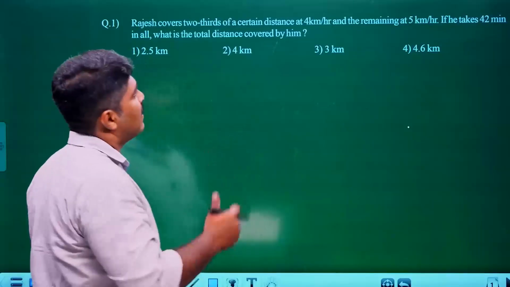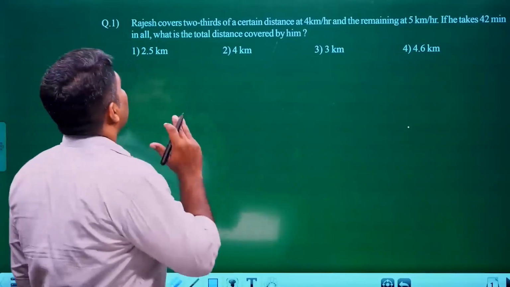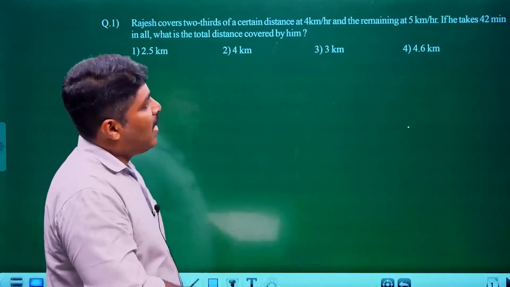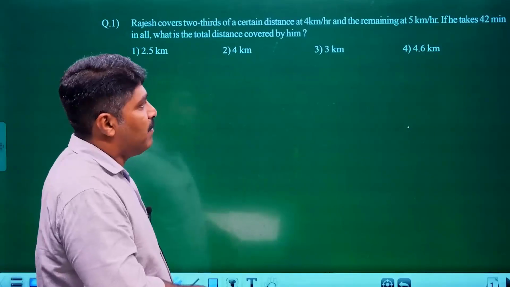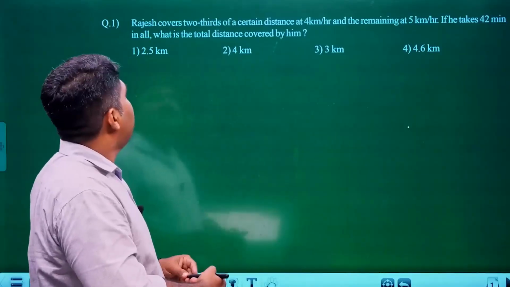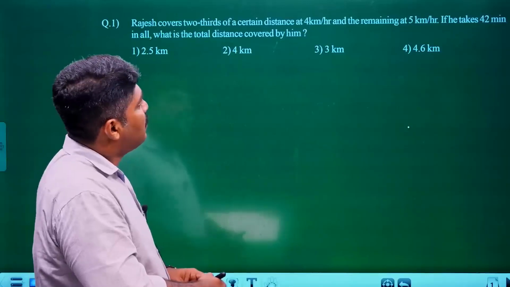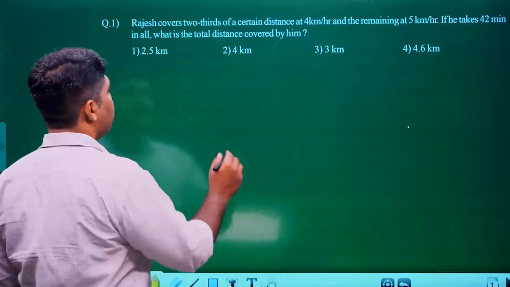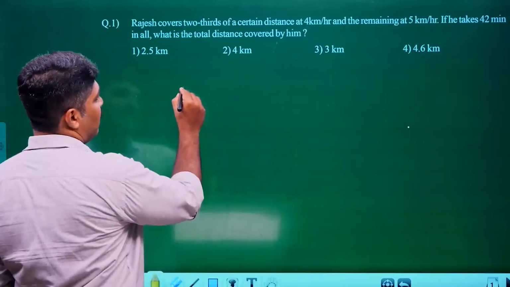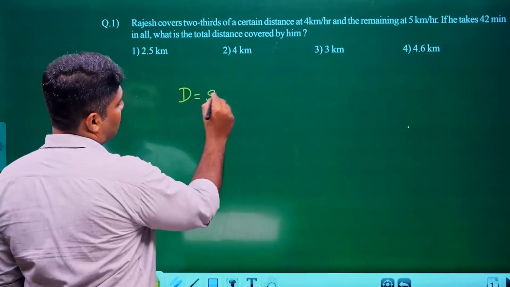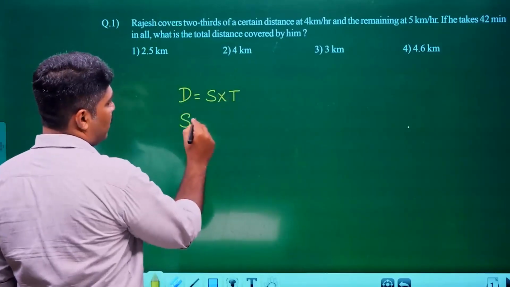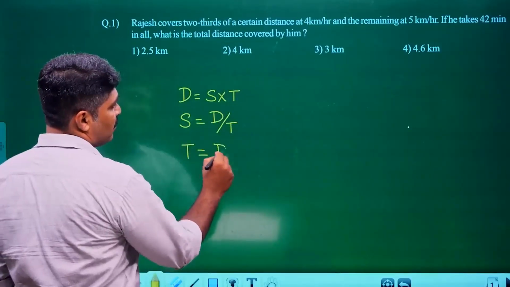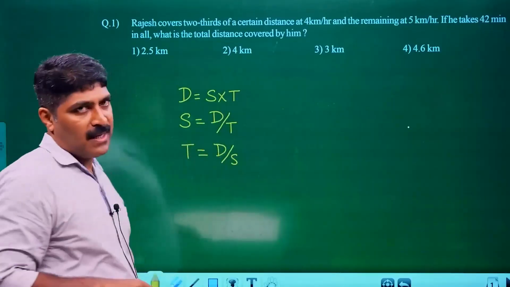Our first question is a question from time and distance. Rajesh covers 2/3 of a certain distance at 4 km per hour and the remaining at 5 km per hour. If it takes 42 minutes in all, what is the total distance covered by him? Here we consider the basic relationship between speed, time and distance. Distance is equal to speed into time. Speed is equal to distance by time. And time is distance by speed. These are the basic relationships.